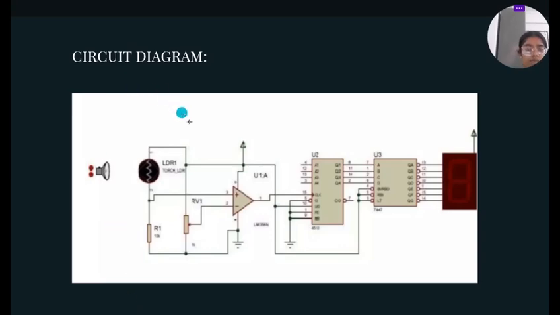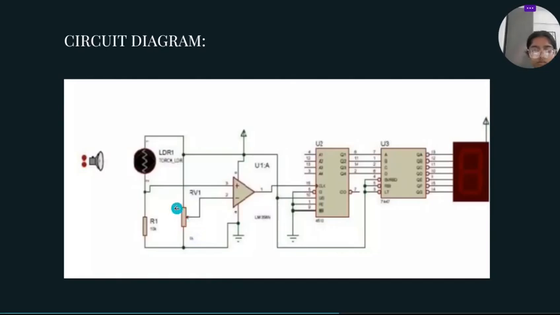So this is a circuit diagram of the digital object counter. This is LDR1, a light dependent resistor, connected in series with R1 and RV1, a variable resistor, also called a potentiometer. This forms a voltage divider that changes voltage based on light intensity falling on the LDR. RV1 is used to adjust the reference voltage level.